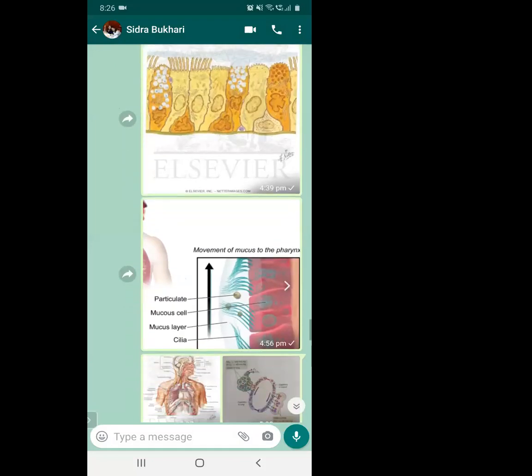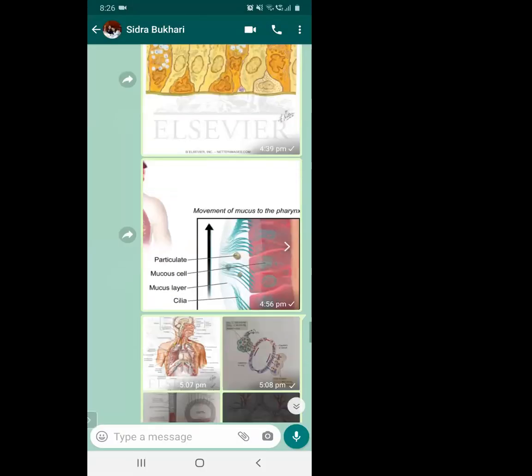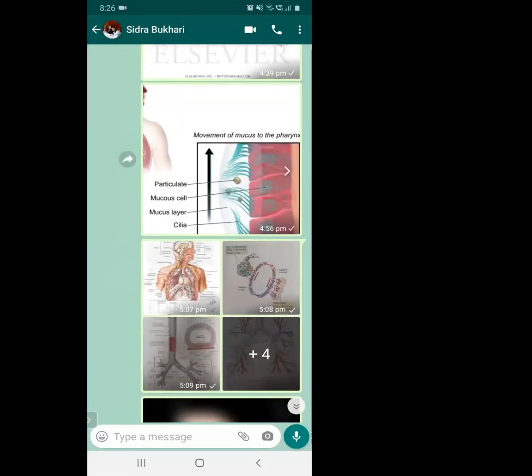Okay, now this is another diagram. So you can see the cilia embedded within this layer of mucus. Can you see? And then these particles are getting trapped. So this is the filtration process. This is how the cilia are filtering the dust particles, and then the mucus would take them to the back of the throat, right? Okay, so this is the job of the nose.